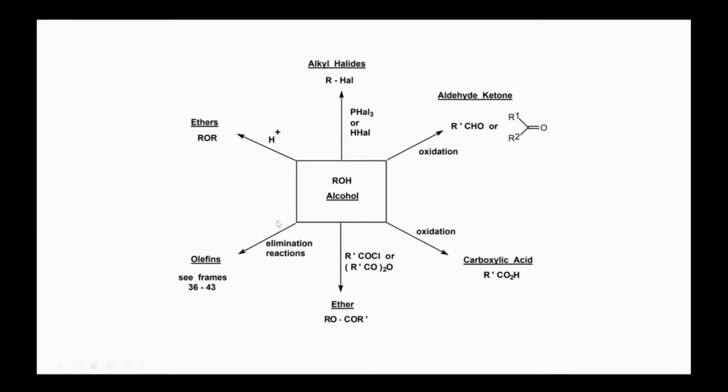And then if you treat alcohols with strong acids, then you can prepare ethers. And if you do oxidation under harsh conditions or with strong oxidizing agents, then you can prepare carboxylic acids as well, but it should be a primary alcohol if you want to go towards carboxylic acid, because initially the alcohol will be oxidized into aldehyde, and then the aldehyde will be oxidized into carboxylic acid.